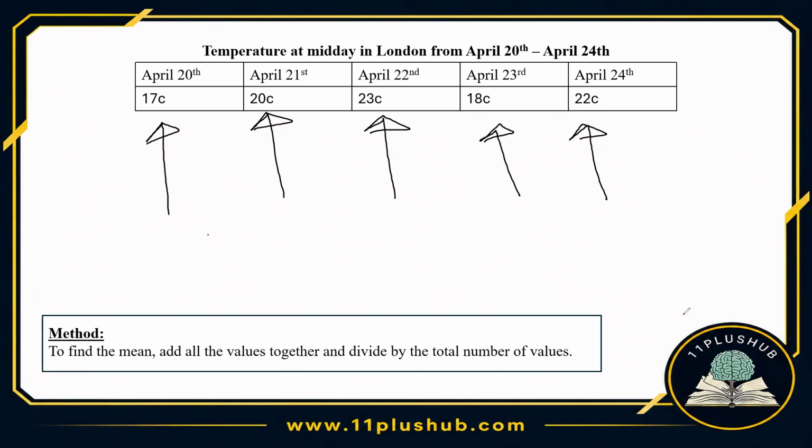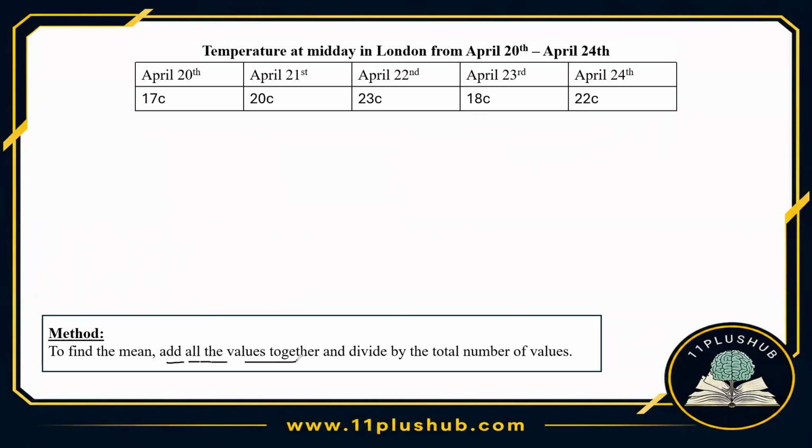So how do we find that? How do we find the mean of this data? Well, it tells us at the bottom. To find the mean, we need to add all the values together and divide by the total number of values, right? Don't worry if that isn't too clear. I'm going to do it right in front of you, right? So to find the mean, first step is add all the values together. So that's what I'm going to do. I'm going to add all of these values together.